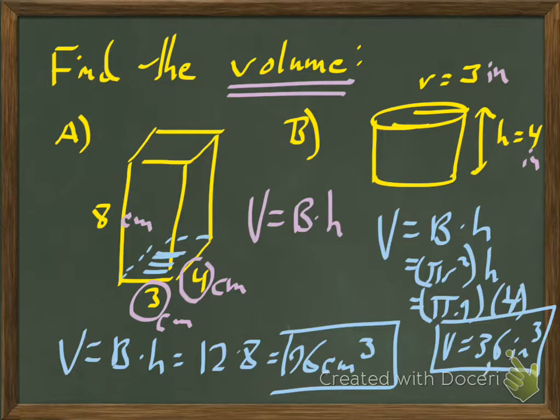Oh, I forgot the pi. The volume is 36 pi inches cubed. That's it. Easy. That is the whole problem. All right, and so that is 5 minutes. Good job, guys. We're going to practice these in class.